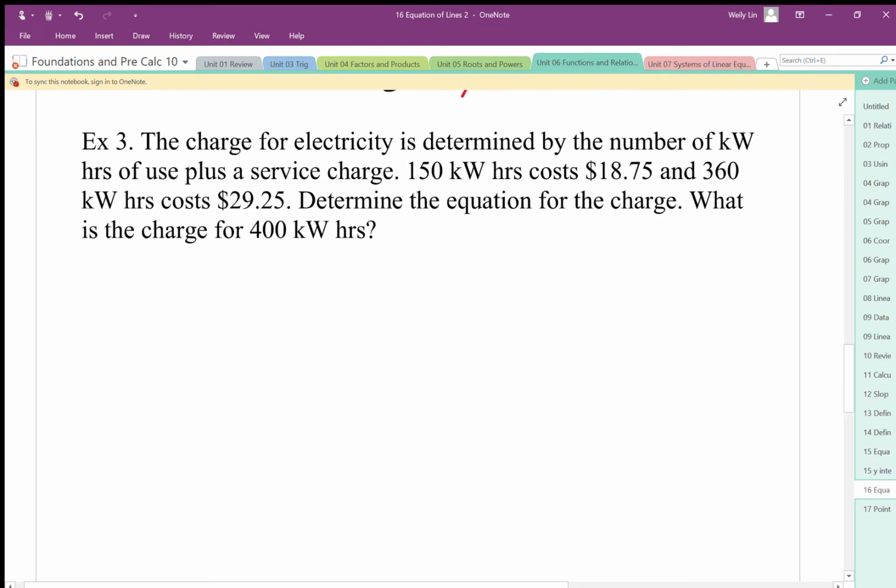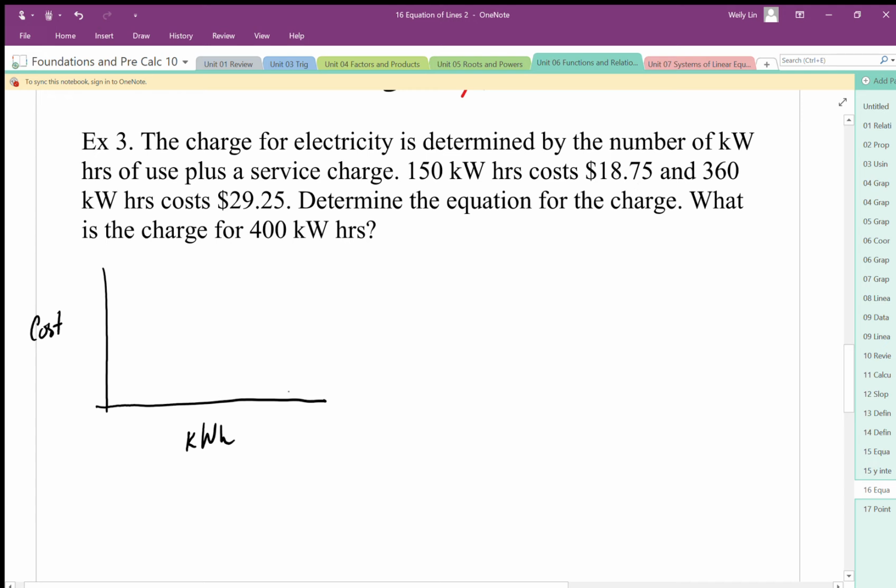Here we have a charge of electricity. Electricity is determined by the number of kilowatt hours plus a service charge. And we've been given the relationship of cost to kilowatt hours, so that kilowatt hours is my independent variable and the cost will be my dependent, because the cost depends on how much I use. So along the y is going to be my cost, and along the x is going to be my kilowatt hours.